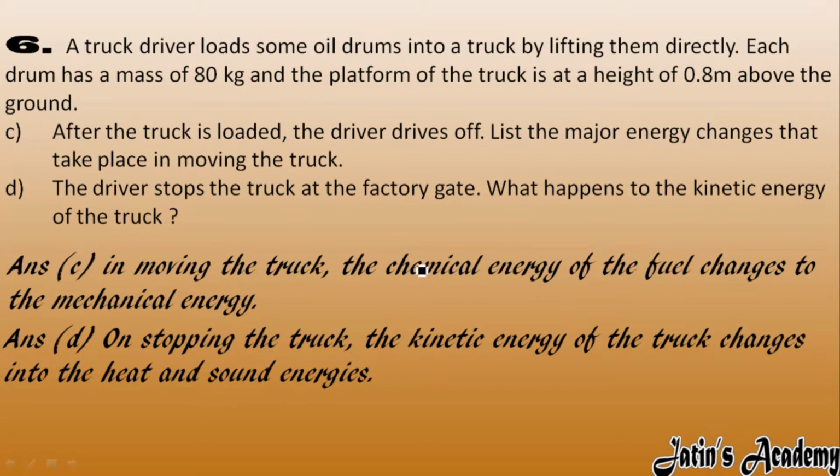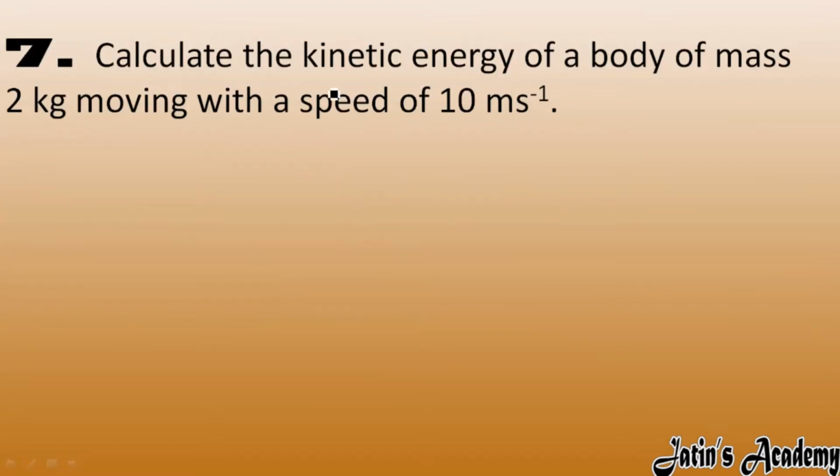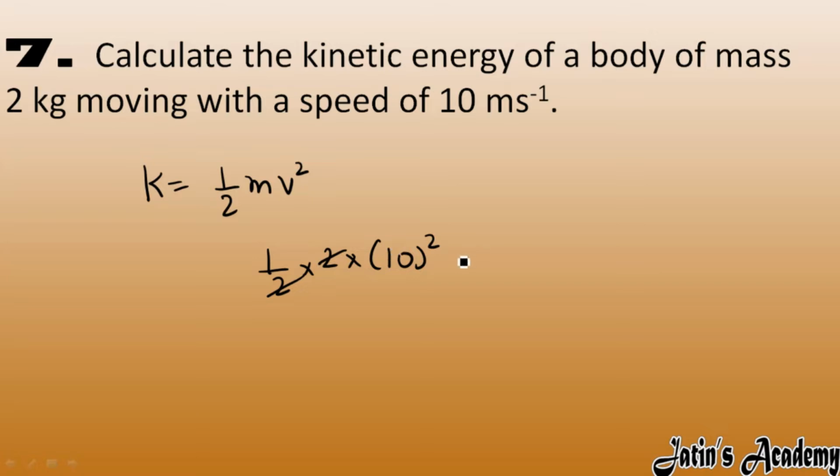Clear? Next we have to calculate the kinetic energy of a body whose mass is 2 kg and moving with the speed 10 meter per second. So we know the formula for kinetic energy is half mv square. Half, mass we have 2 kg, velocity we have 10 square. 2 and 2 cancel out, 10 square we have 10 into 10 which is 100, and the SI unit of kinetic energy is joule. So 100 joule is the kinetic energy.